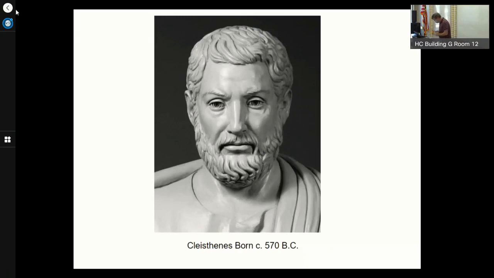So Cleisthenes created, in 507 BC, the Council of 500. Now it's 100 more, but it's the same idea. The Council of 500: 500 citizens chosen randomly that will govern Athens. We will no longer have a dictator. We will now be ruled by the people.